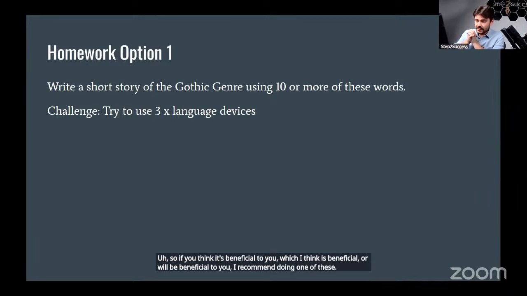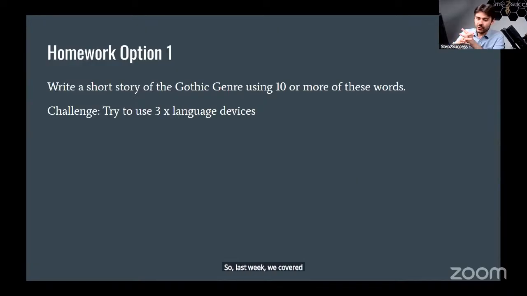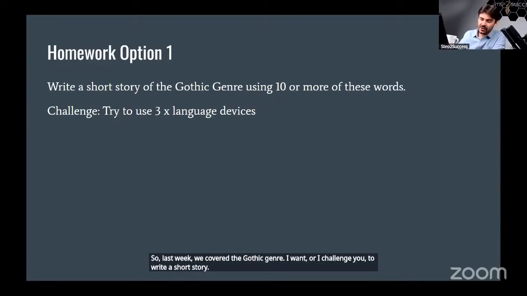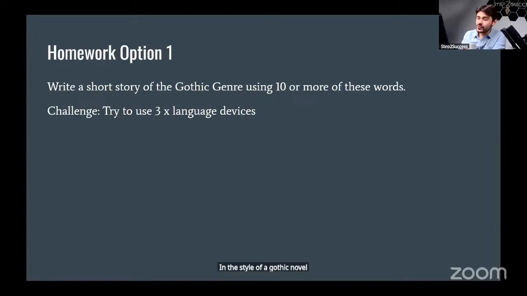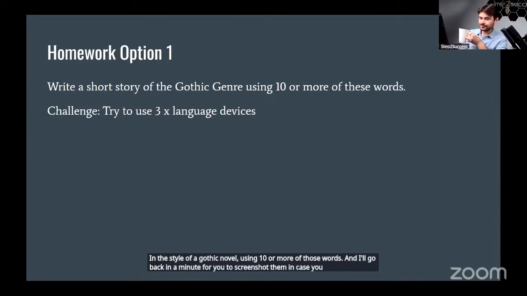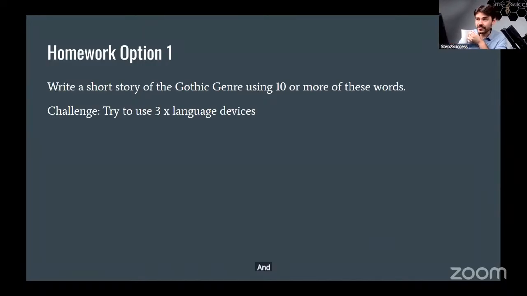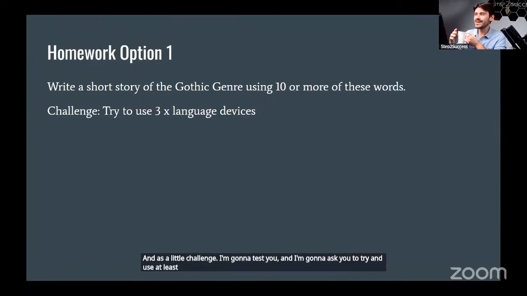So last week we covered the Gothic genre. I challenge you to write a short story in the style of a Gothic novel using 10 or more of those words. And I'll go back in a minute for you to screenshot them in case you want them. And as a little challenge, I'm going to test you. I'm going to ask you to try and use at least 3 language devices.